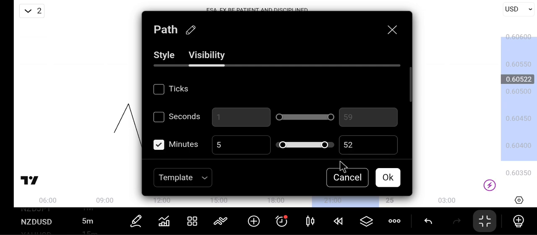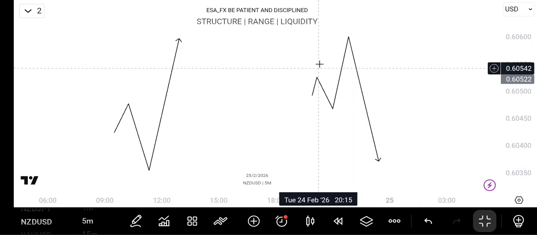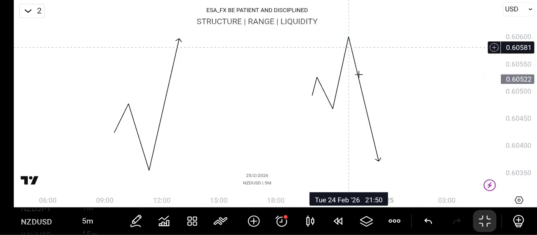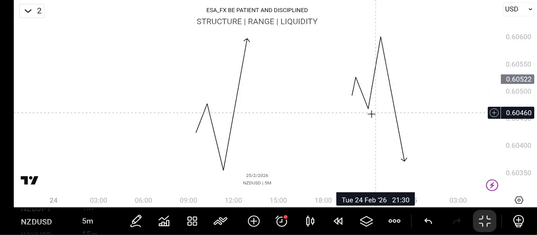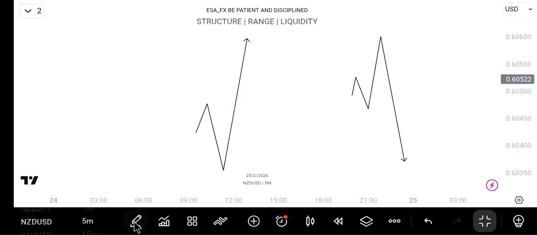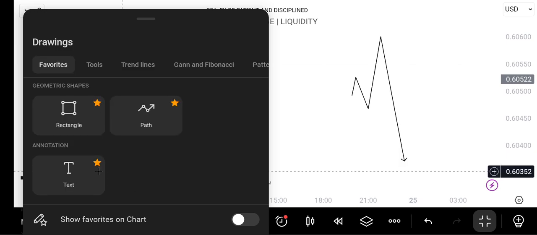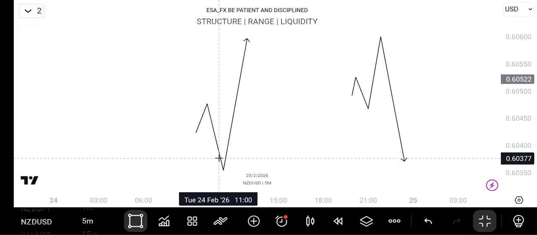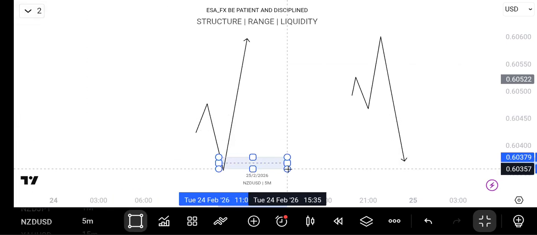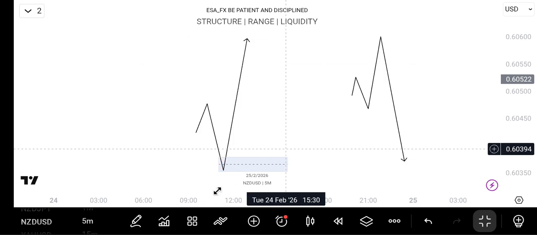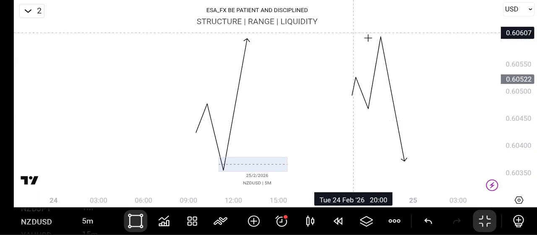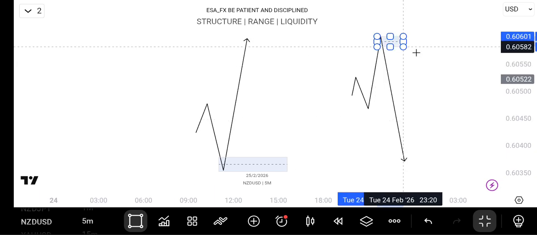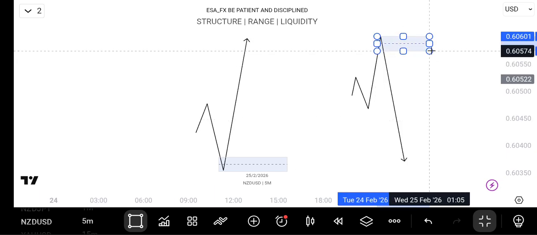The last bullish candle here before this aggressive move that caused this break of structure is the order block, according to my definition. So we have something like this, an order block here, the last bearish candle, and the same thing here, the last bullish candle before the aggressive move downwards. That's the order block.